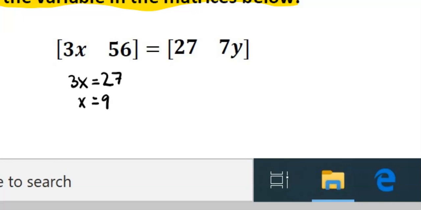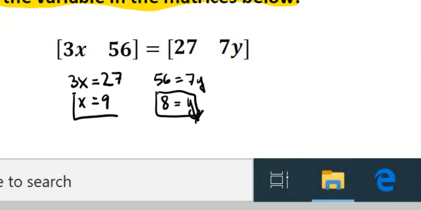So x equals 9. And then over here we can say 56, in that second position, that's a 1, 2, if you will, corresponds to over here in this matrix, A1, 2 would be 7y. So 56 is equal to 7y. So we divide both sides by 7. 56 divided by 7 would be 8. And so y equals 8. And that's an example of how we could solve for variables in the elements of a matrix.